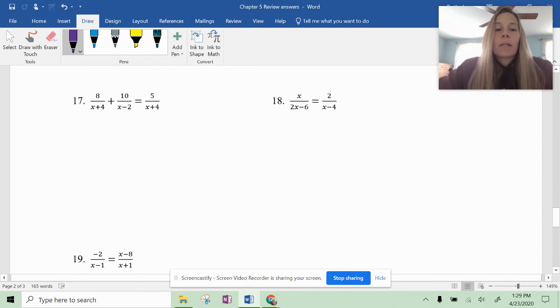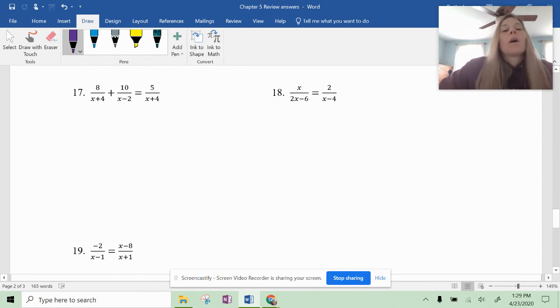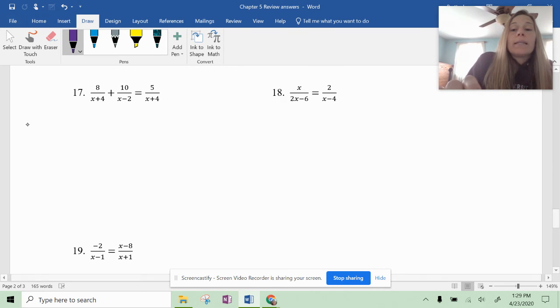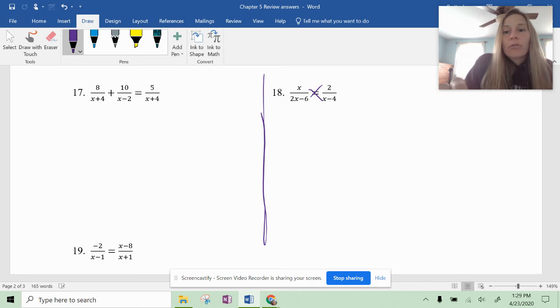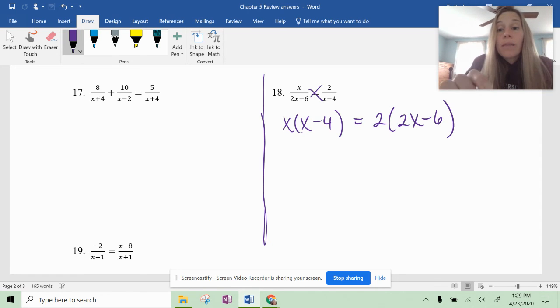All right, and so then the last few here, obviously for number 18, you're definitely going to just approach that with cross multiplying. It's just one fraction on either side. So x times x minus 4 on one side of the equal sign, 2 times 2x minus 6 on the other. Then you are going to distribute.